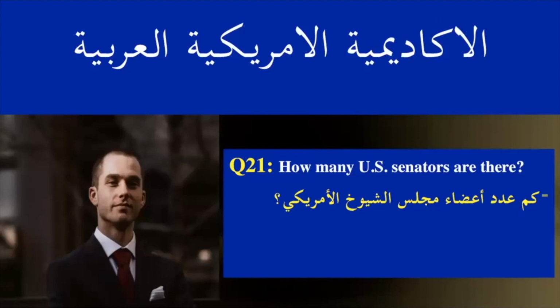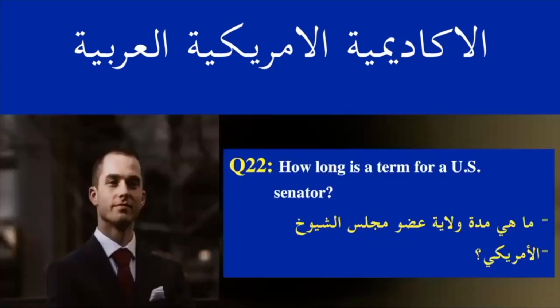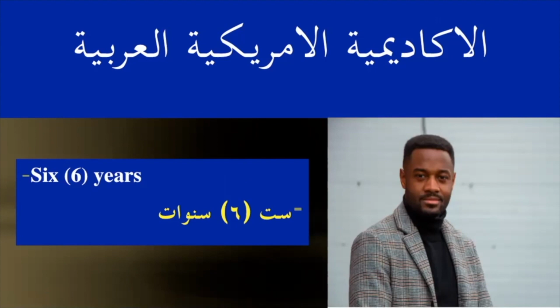Number 21. How many US senators are there? 100. Number 22. How long is a term for a US senator? 6 years.